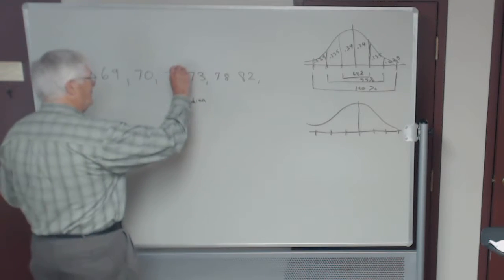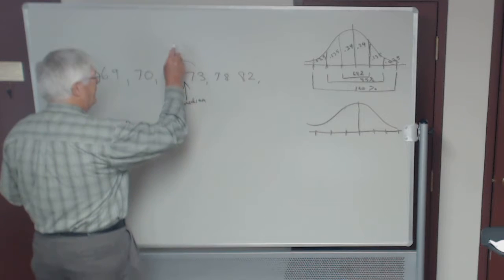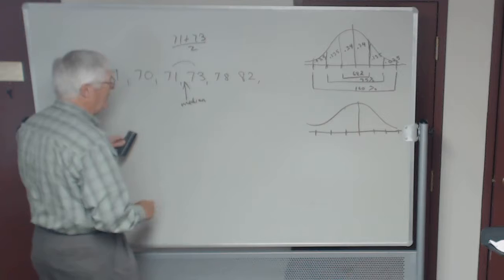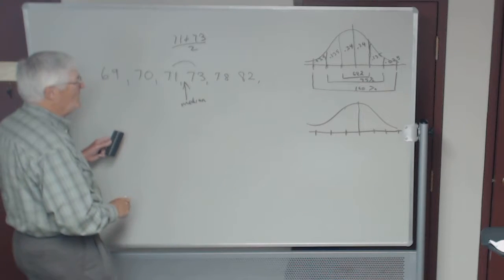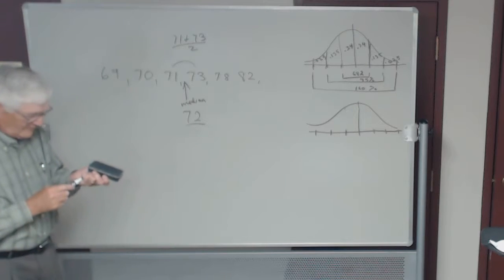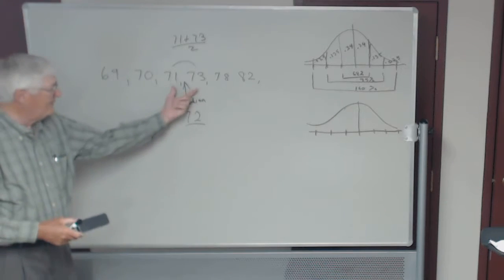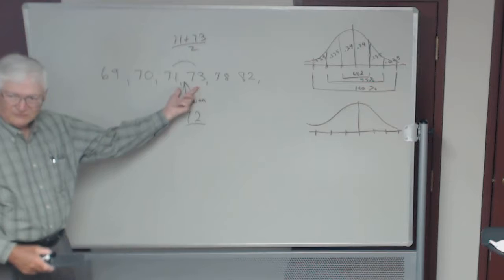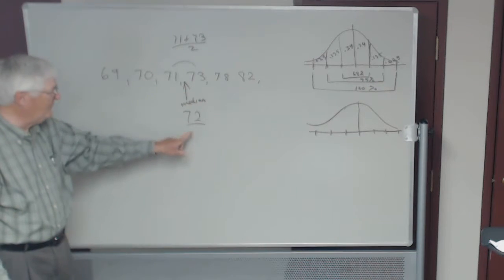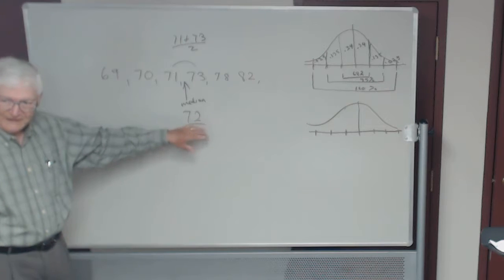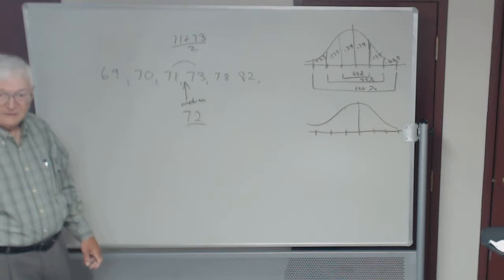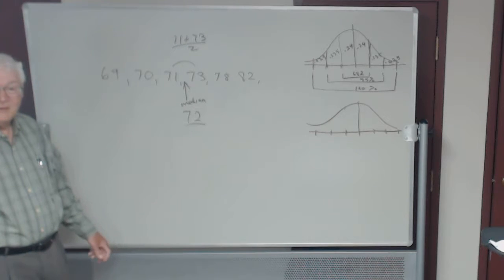Then you add these two, 71 plus 73, and then divide by 2, and what do you get? 72. So you find the average between these two middle numbers. And if this was 71 and this was 72, the median would be 71.5. Do you need to write yourself a note to remember that? Or will you just remember it?